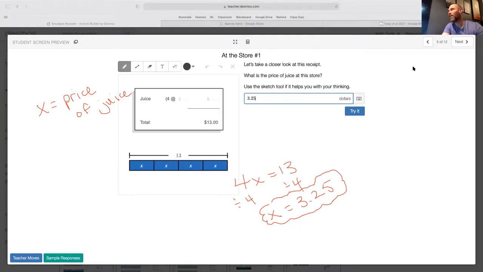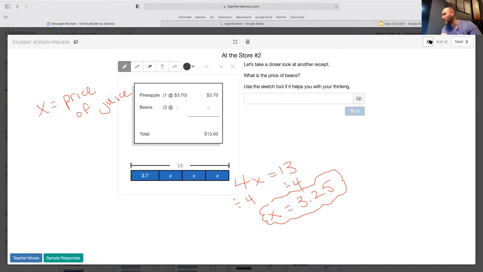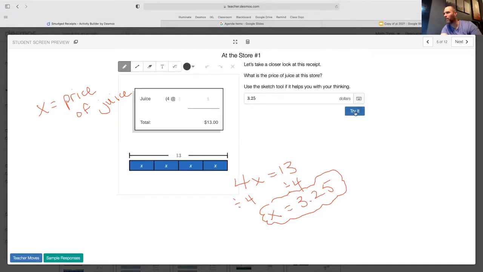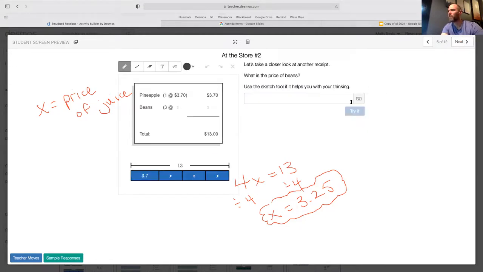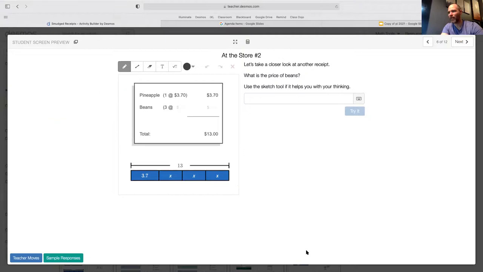All right, so now how about you just move on to screen six? Because I think that's going to ask you to do essentially this again, but for one of the other ones. Oh, I forgot to click try it. What happens when you click try it? Oh, cool. Yep, it matched the tape diagram to the thing, right? All right, so you try it. See if you can figure out how much the beans cost in this one.